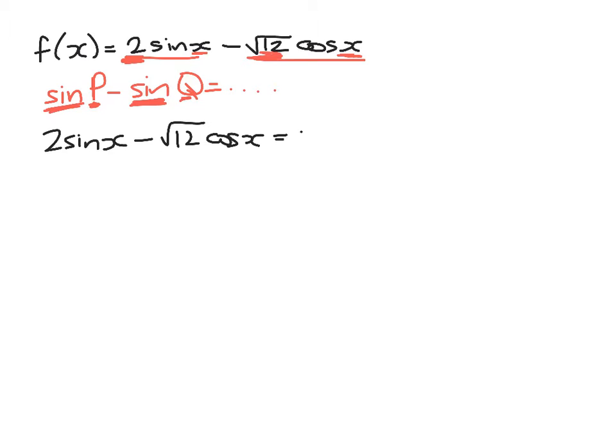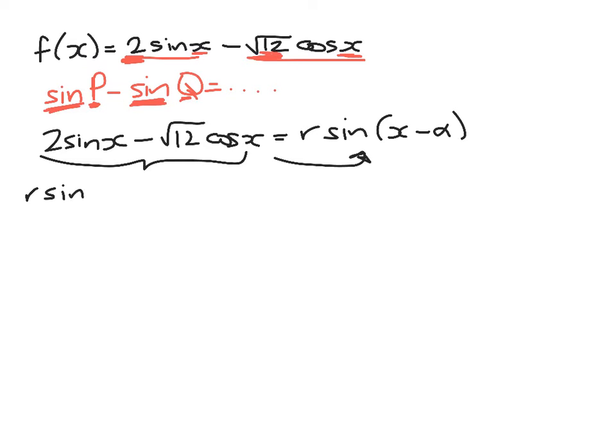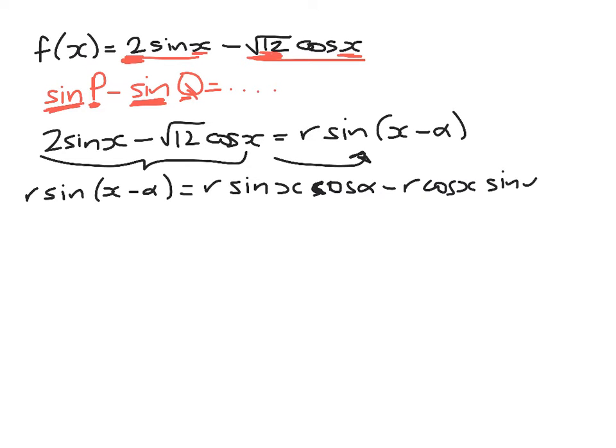So we're going to let that equal r times sine of x minus alpha. So we're working backwards from here into my compound angle thing. So remember, we do this using Pythagoras. So r sine of x minus alpha can be expanded as follows. R sine x cos alpha, whoops, always get that wrong, minus r cos x sine alpha. Okay, so we've expanded this to get this minus this.